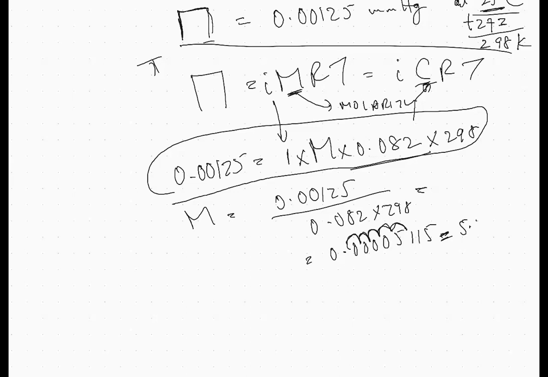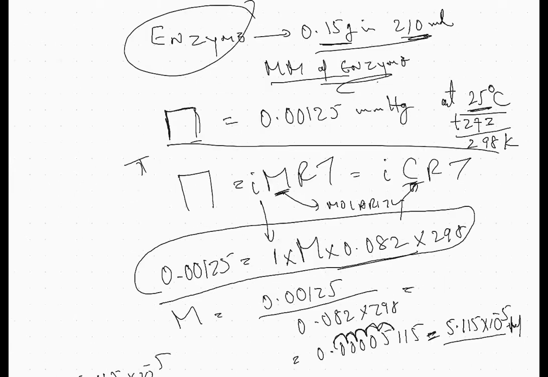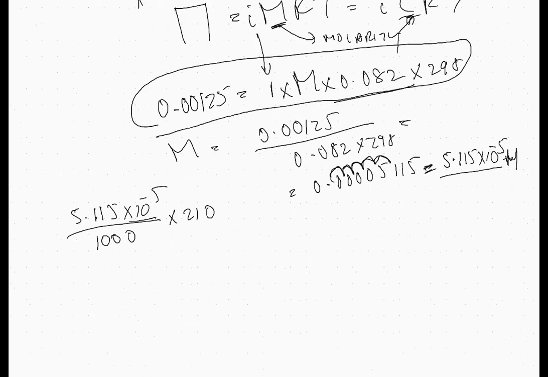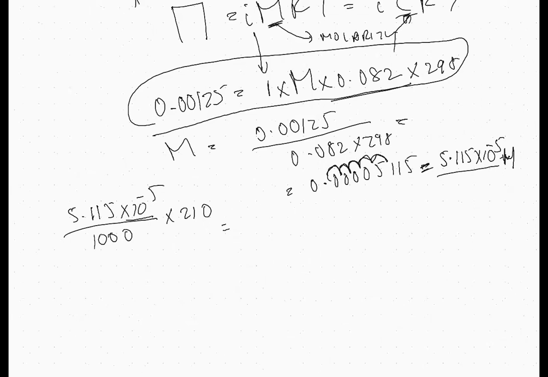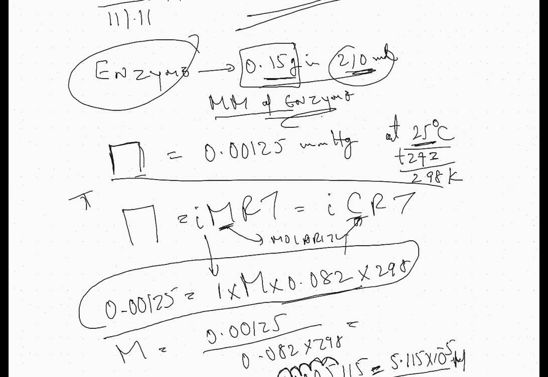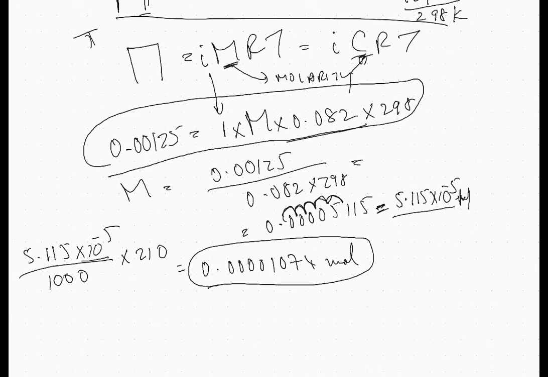I got M. What does M mean? It means the concentration of this solution for 1 liter. So we know 5.115 times 10 to the negative 5 is the number of moles in 1 liter, meaning 1000 milliliters. But our original solution is 210, so we can find the number of moles there: 5.115 times 10 to the negative 5 divided by 1000, times 210. This is the number of moles in the 0.15 grams that somebody put into 210 ml.